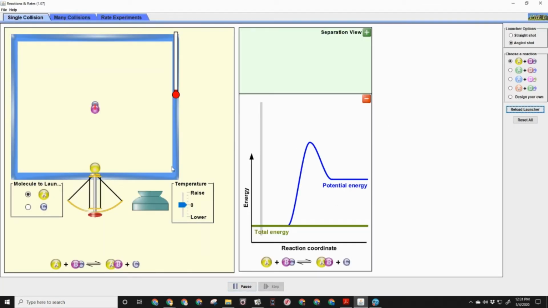Let me reset this launcher. So it must collide with enough force. Okay, so there you go. They collided, but it wasn't enough force. So let me show you over here.